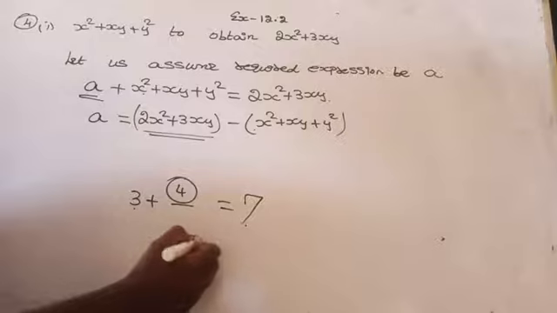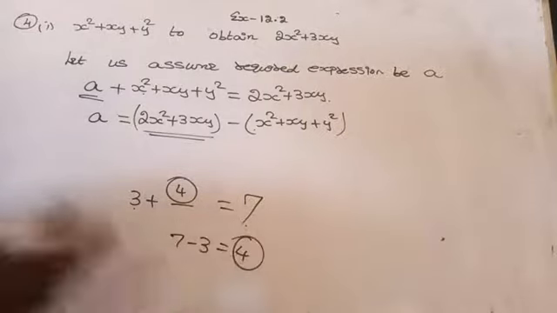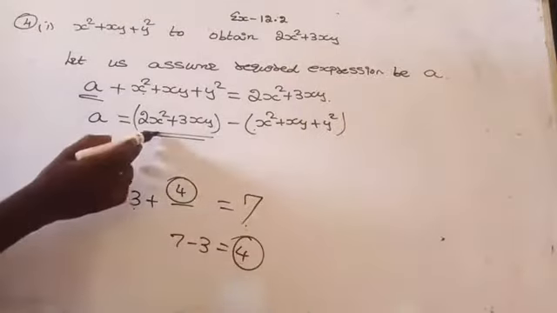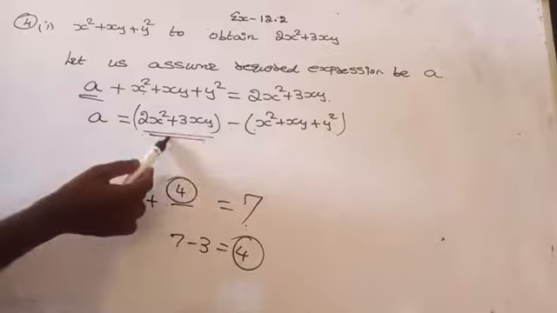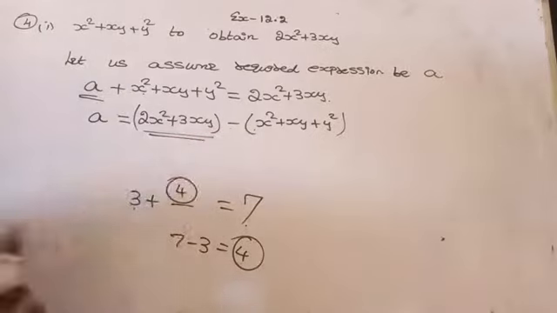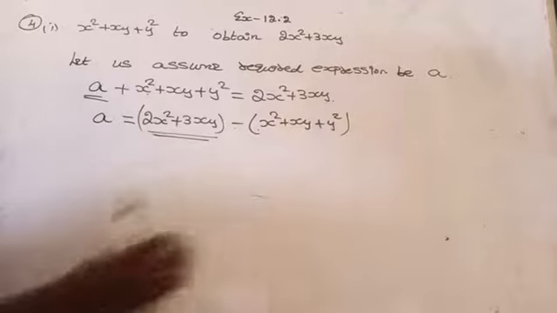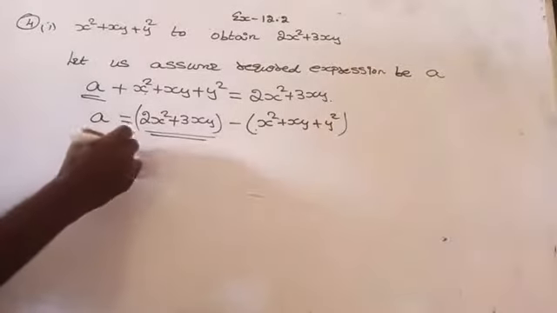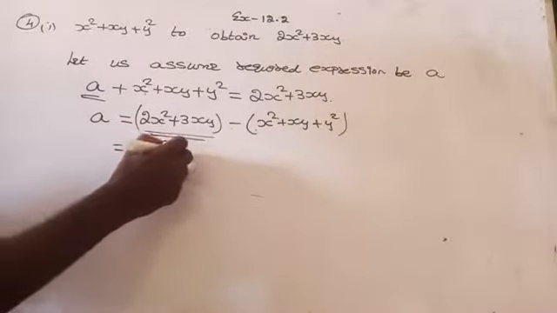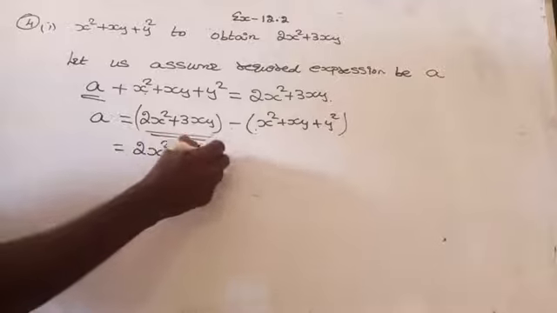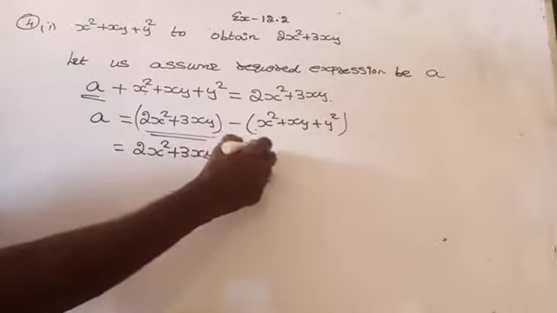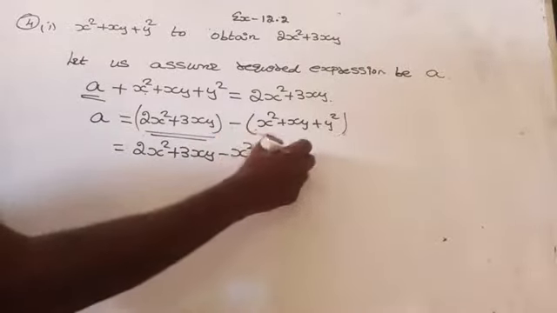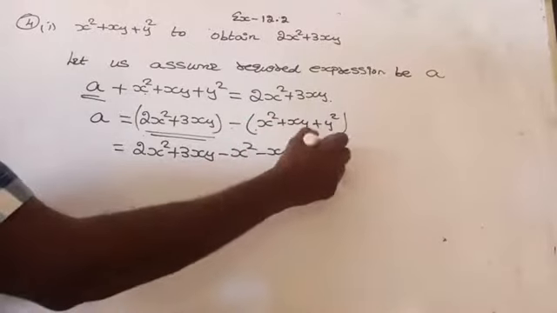Am I right here? 7 minus 3 is what? 4. This is the required answer, that is, the result obtained minus the given number. This is the result obtained, and this is the given expression here. Now, as usual, multiply the minus sign inside. That is 2x square plus 3xy, minus into plus is minus x square, minus into plus is minus xy, minus into plus is minus y square.